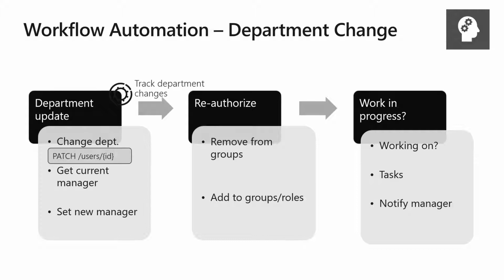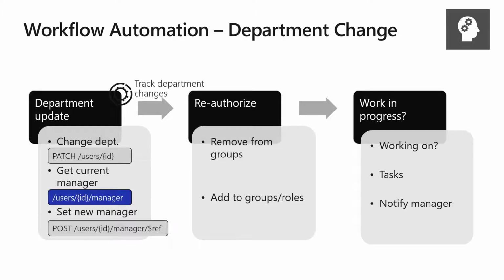So first things first, Microsoft Graph can help you update the user's department by patching the user object. And then you can go ahead and get the user's current manager, and you'll see why we got this later. So we're going to store that for now, and then we're going to set the new manager.